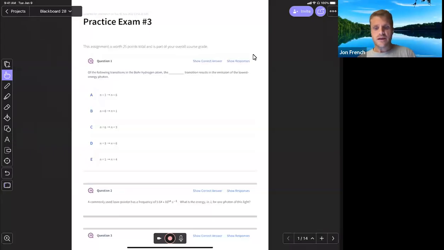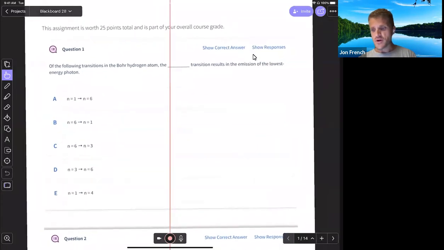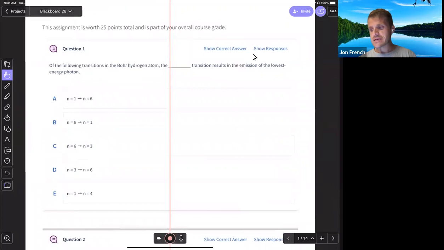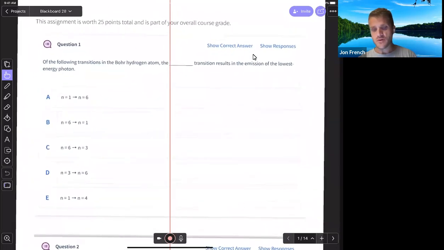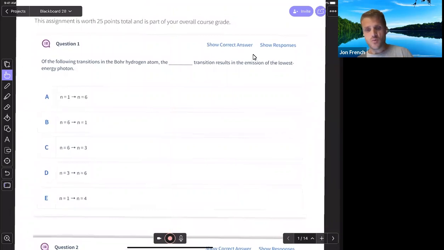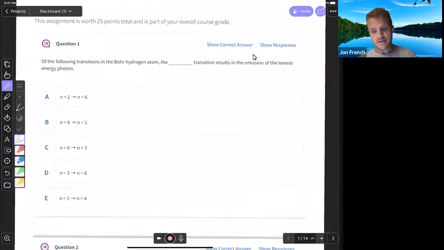So question one is asking, of the following transitions in the Bohr hydrogen atom, which transition results in the emission of the lowest energy photon? So emission, we're releasing energy. So we're going to be on the way down. So we can immediately cancel a few of these.